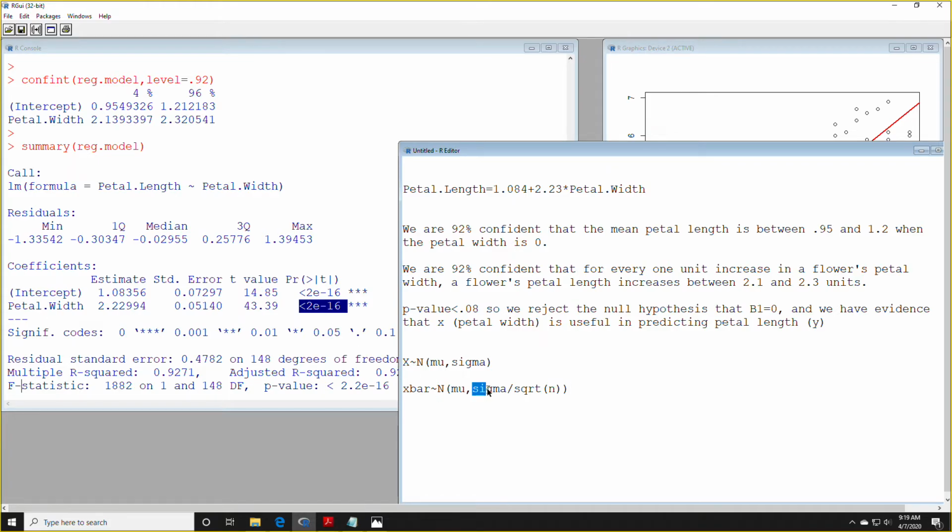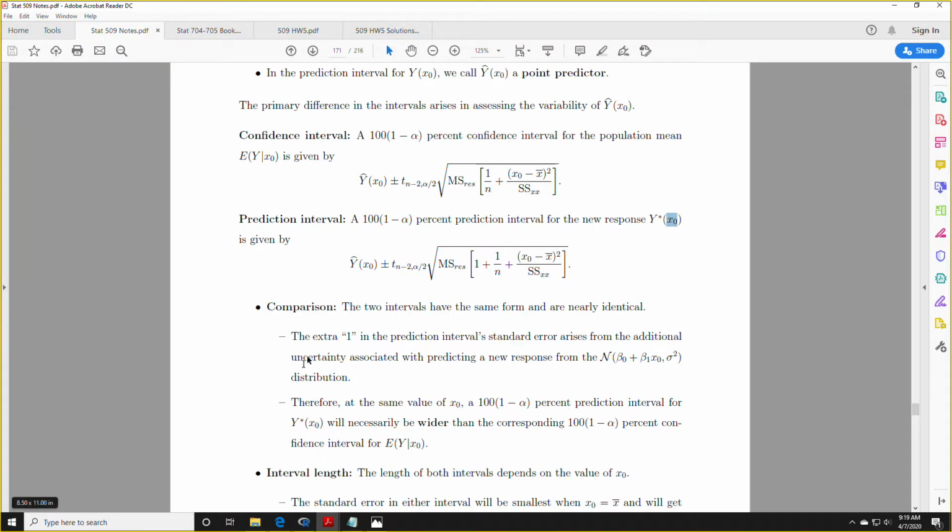So the standard deviation is the same as the standard deviation of the population, but divided by the square root of the sample size, right? So thus it has a smaller standard deviation, less variability, okay? So averages, the sample mean, has less variability than the population. So it only makes sense that when we do an interval for the mean, it should have less variability than the interval for a single response value, right?